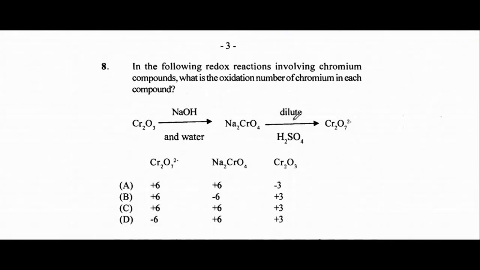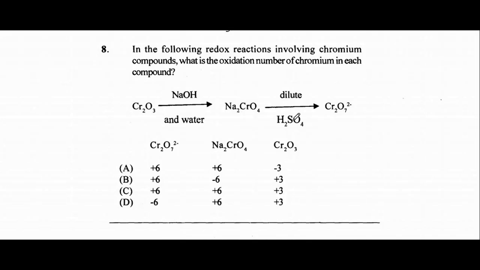Number 8 says, in the following redox reactions including chromium compounds, what is the oxidation number of chromium in each compound? All right, we have the Cr2O7 2-. So first of all, we have 2Cr plus oxygen has -2, and we have 7 of those, multiplied by 7. The entire thing has a charge of -2. So 2 sevens is 14, so that's -14. So 2Cr minus 14 is equal to -2.